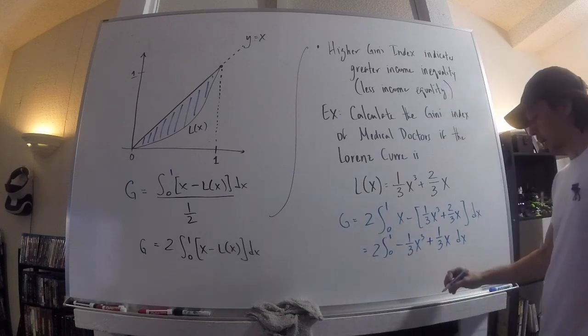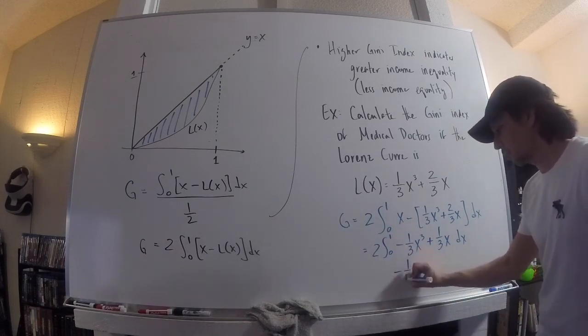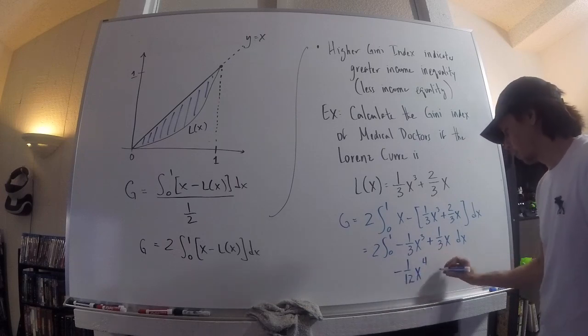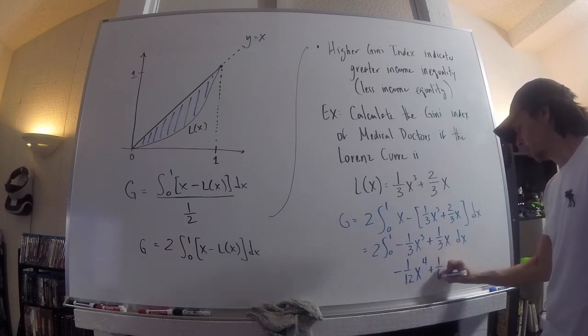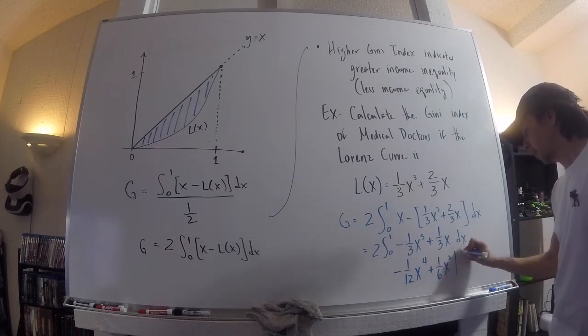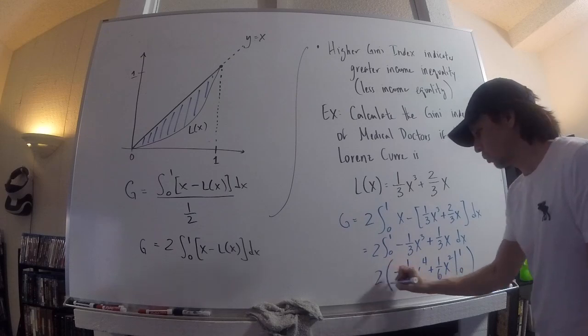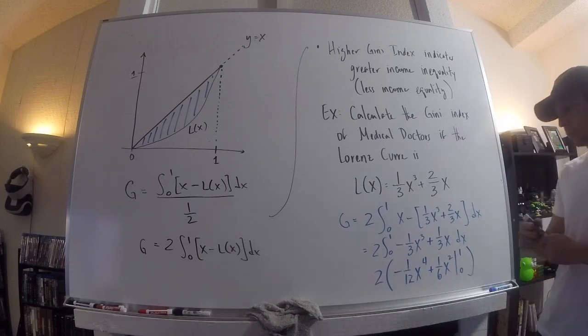Okay, I'm going to do my antiderivatives now. It's going to be negative 1/12 x to the 4th plus 1/6 x squared. I'm evaluating from 1 to 0, and that whole thing is going to be multiplied by 2, so that's how I write that to show the steps that I have to do in the future.